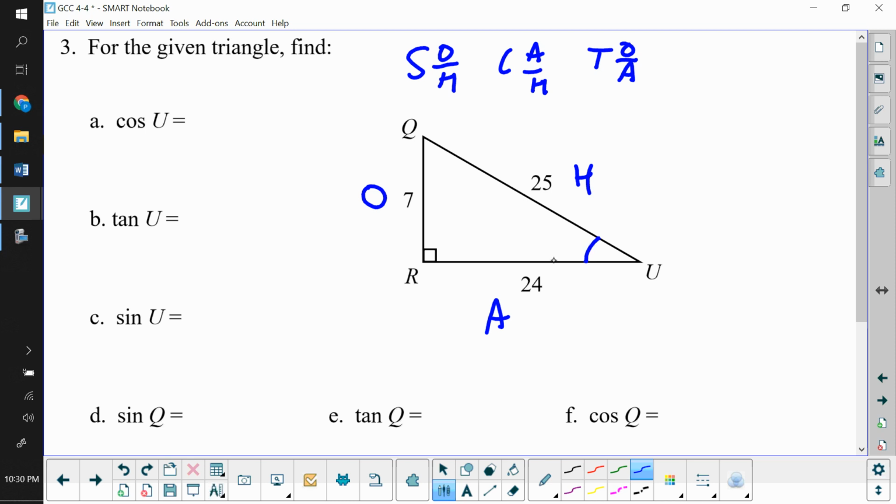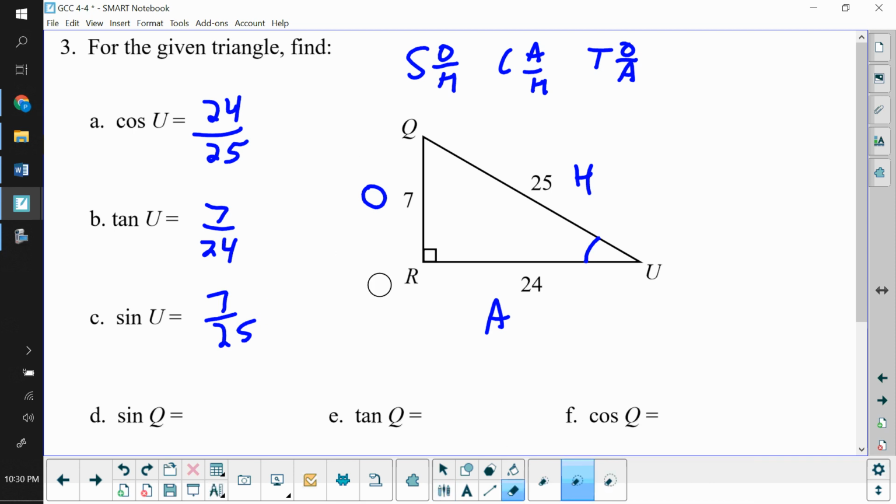So from angle U, the A is 24, and the H is 25. So we just get 24 over 25. From U, the tan is opposite over adjacent, so we'll have 7 over 24. And then from U, sine is opposite over hypotenuse, so we'll have 7 over 25.